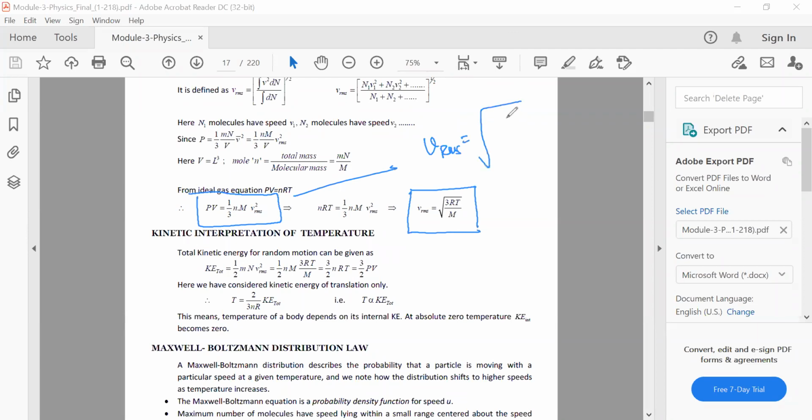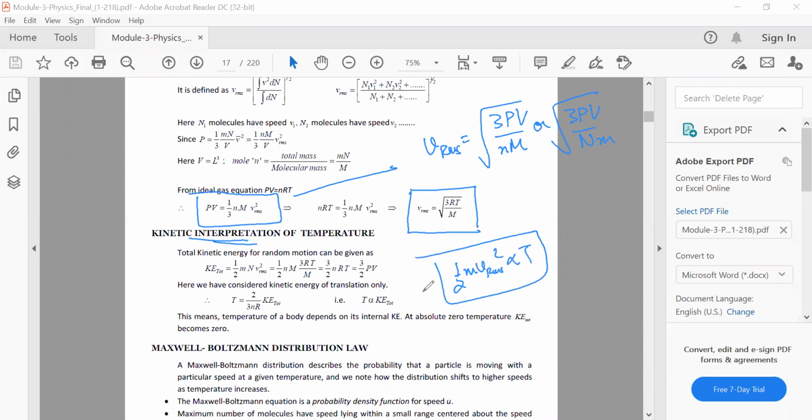RMS velocity is the square root of 3PV divided by N into M, or that is the same thing as the square root of 3PV divided by the total number of molecules into molecular mass, whichever way we write it. Okay. And then there is the kinetic interpretation of temperature. So half m v RMS square is proportional to temperature.